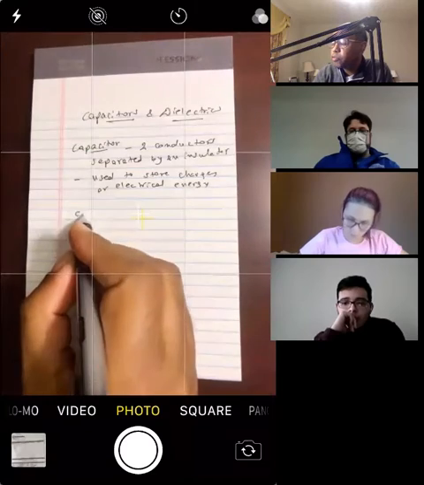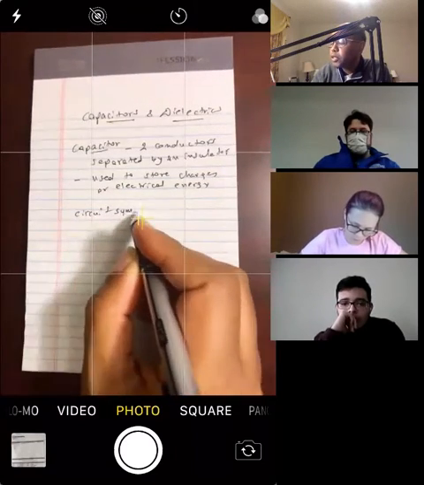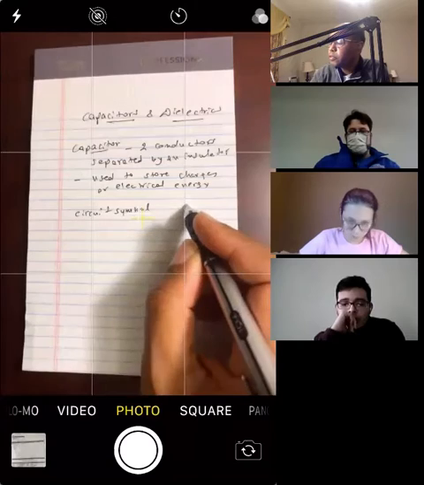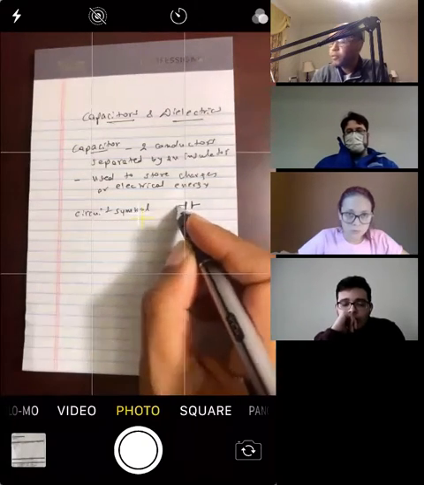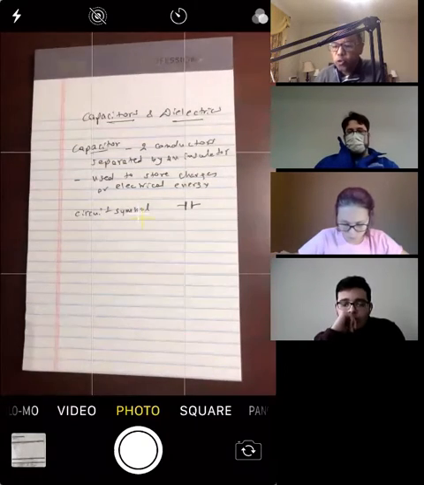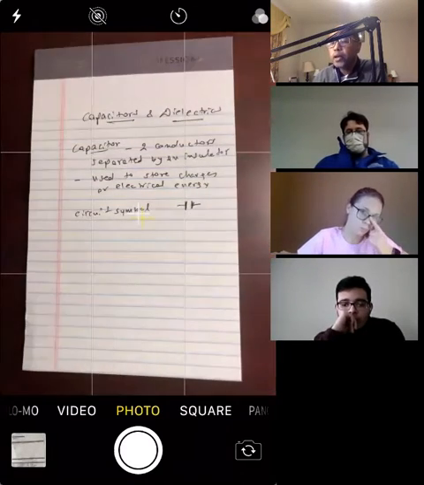Okay, so let me start by giving you the circuit symbol of capacitors. The circuit symbol is basically two parallel lines. If one of the lines is shorter, it's a symbol for a battery. But if the two lines are the same length like this, it is a capacitor.